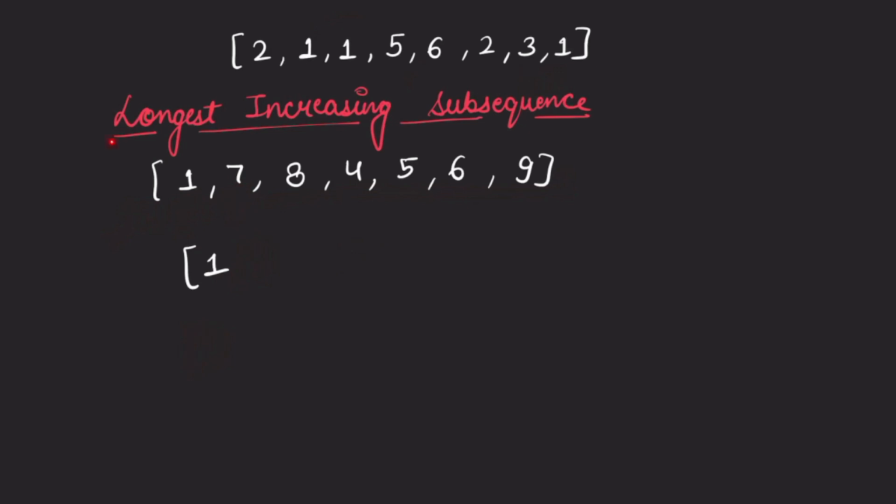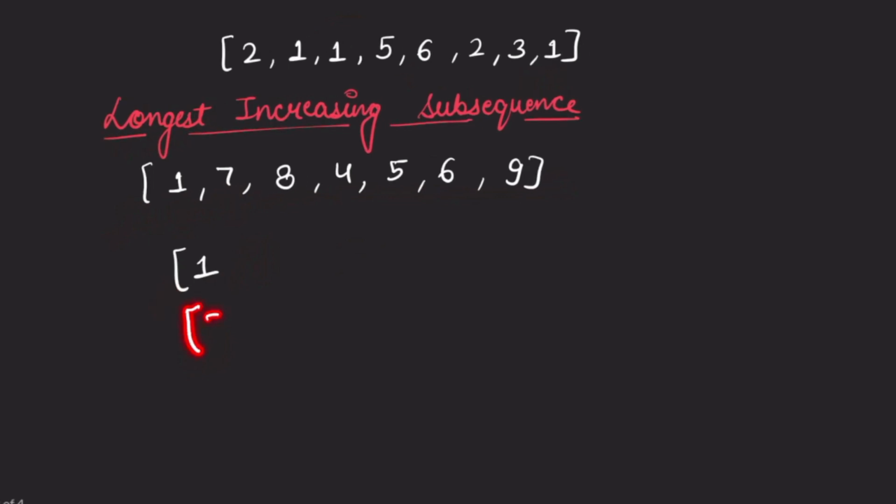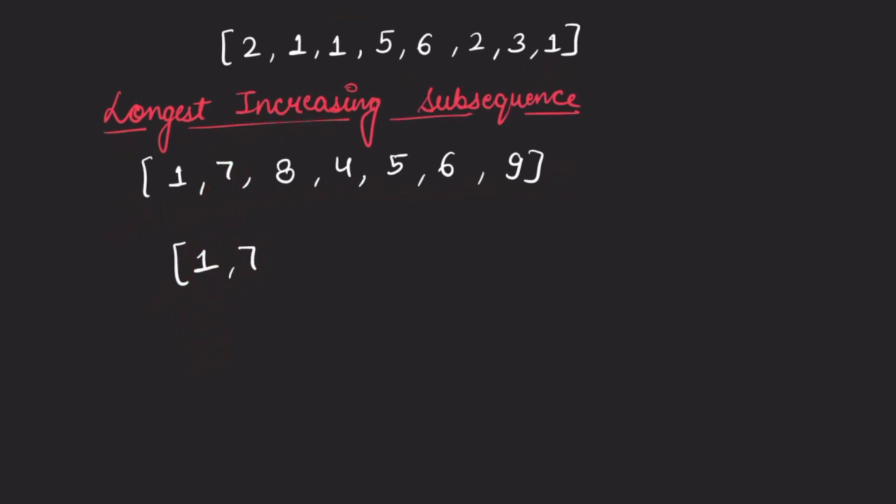Now we want the longest increasing subsequence, right? So I will try to accommodate as many numbers as possible inside the same subsequence, right? So instead of creating a new subsequence with 7, I will keep 7 here. And also I can keep 7 after 1 because 7 is greater than 1. So it will maintain the increasing property, right? So I will write 7 here. Then can we take 8 here? Yes, because 8 is greater than 7. So we'll take 8 now.